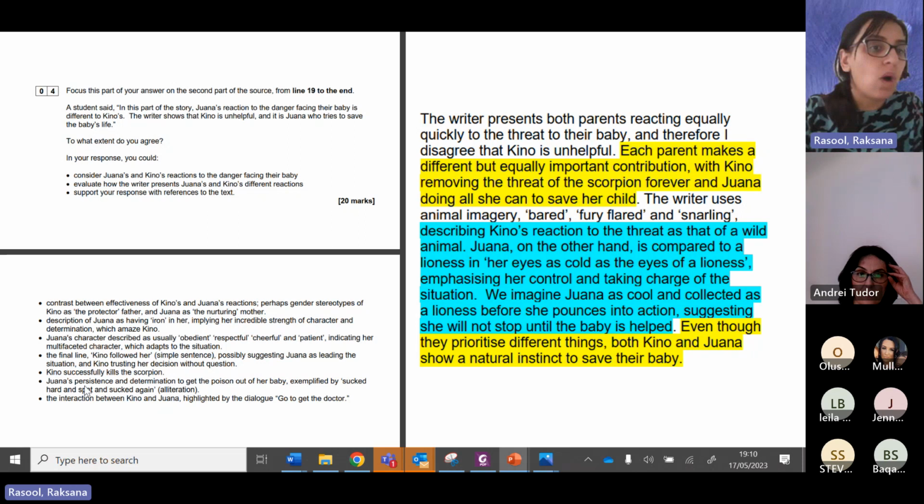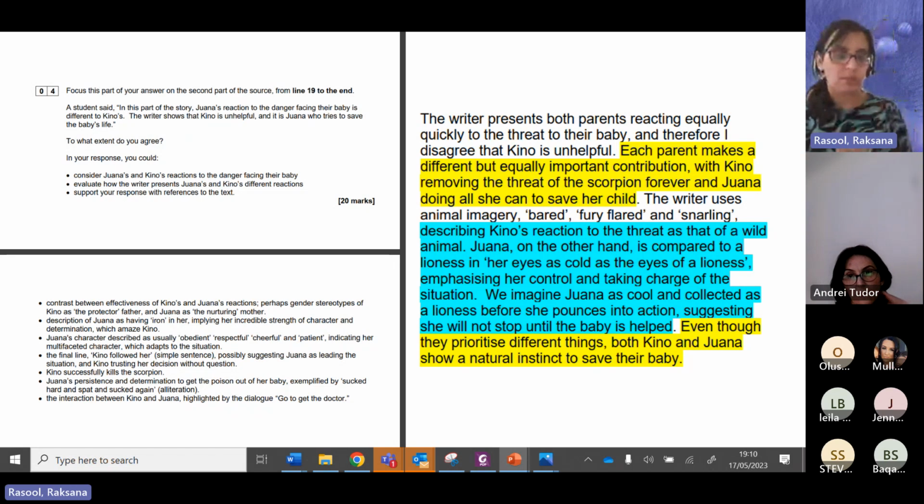Okay, Juana's persistence and determination to get the poison out of her baby, the repetition that she sucked hard and spat and sucked again, the alliteration there. Okay, and the conversation between Kino and Juana, which is instigated by her. Go get the doctor. She's given him an imperative and a demand. Go and do it. Okay.